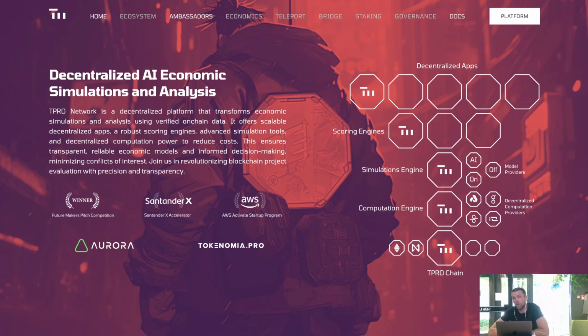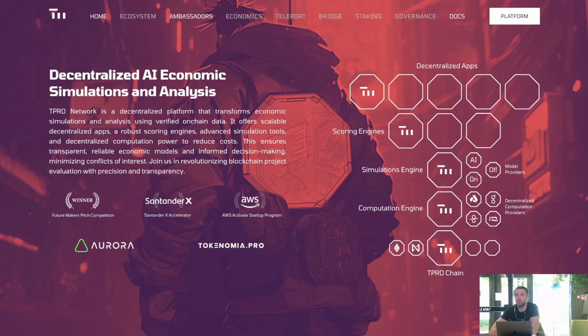And at the foundation of the whole network, there is a TPRO chain that stores all of the proofs of what is happening inside the network, but also ingests all of the data relevant for us from an economic perspective from other chains. So we have already some initial successes, but I'm not going to talk about it today.